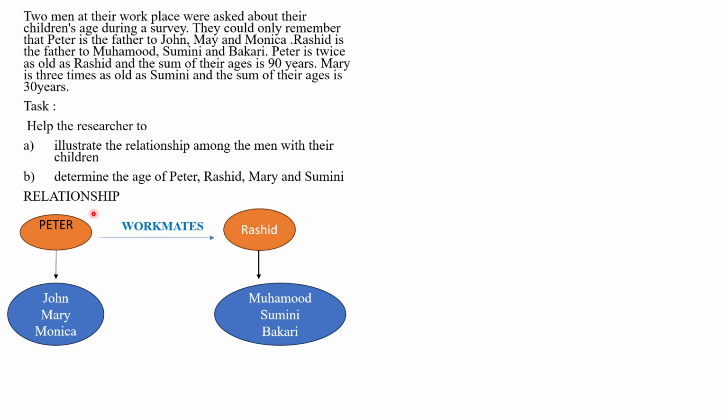Now, yes, I'm seeing an arrow there, but you have to put a statement that connects the 2 circles. And I said father of. And indeed, you can see that now it is clear. Peter and Rashid work at the same workplace, so they are workmates. Then here, Peter is the father of John, Mary, and Monica. Good enough, you see here, father of. And even here Rashid is the father of Muhammad, Sumin, and then Bakari. That is part A.